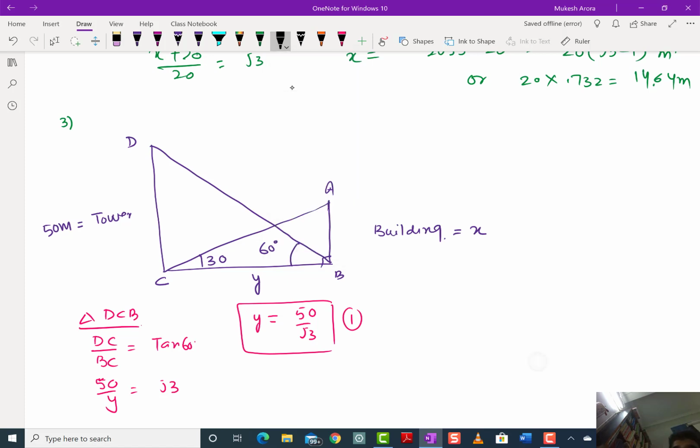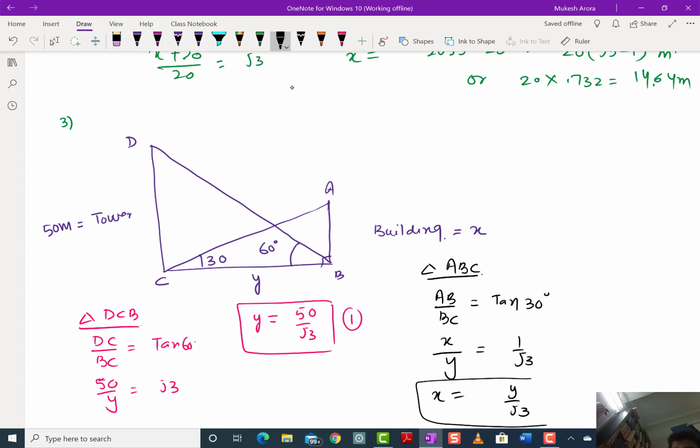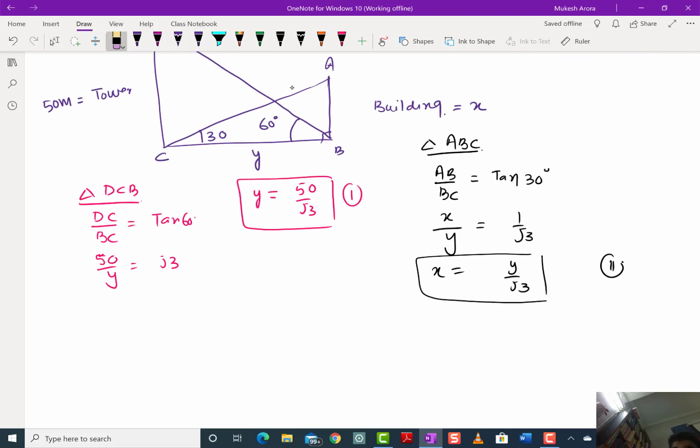Second, we will take the triangle ABC: AB upon BC is equal to tangent 30. AB is x, by BC is y. Tangent 30 is 1 by root 3, so x is equal to y by root 3. Basically we have to find the value of x, so we should find y. So y is equal to x by root 3.